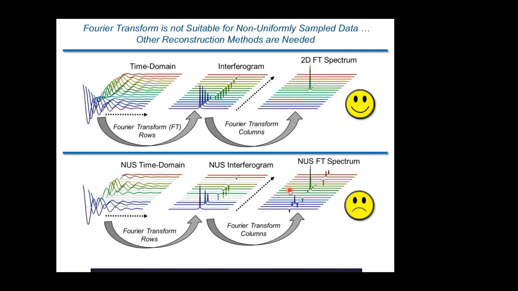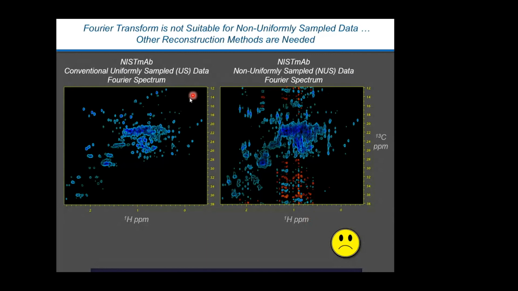In particular, here's an example. What you see here is a 2D proton carbon measurement on an intact monoclonal antibody. So very big protein, and interestingly, this spectrum was measured at natural isotopic abundance. So this is a conventional measurement, and it's pretty remarkable for a molecule of this size, at natural abundance.